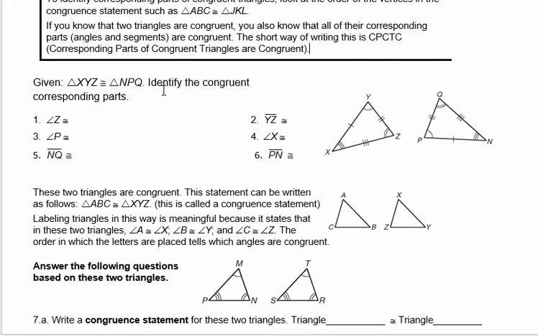It just says to identify the congruent corresponding parts. You can do that by the way they're marked. It's kind of nice that they're marked for you. Or we could have done it from the way the congruence statement is written. So we know that angle X will be congruent to angle N. Here's X and here's N, and yes, they are both marked with 3 tick marks. So angle X is congruent to angle N.